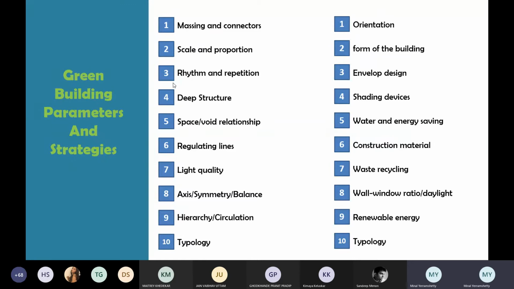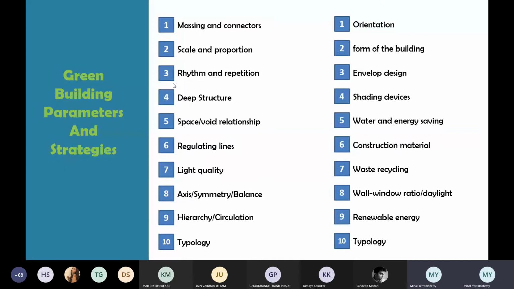If I say massing and connectors, now what does this mean? How do I mass and how do I put the connectors between the two masses where you are talking about saving energy? Because the more spread out or the more the massing, the larger the energy input. So if energy is one of the targets, you would then do this very, very sensitively. If I say scale and proportion, same thing.